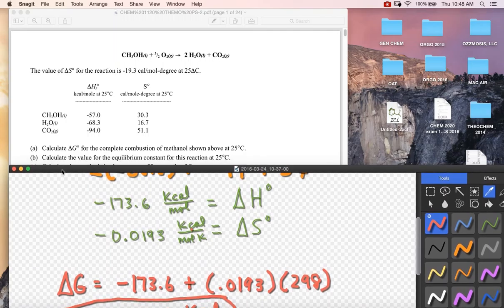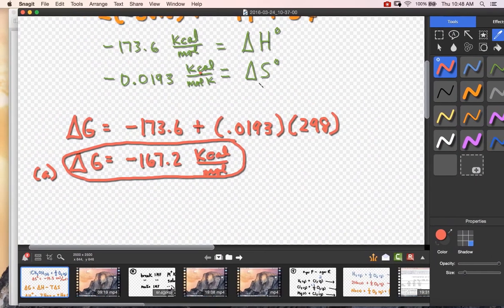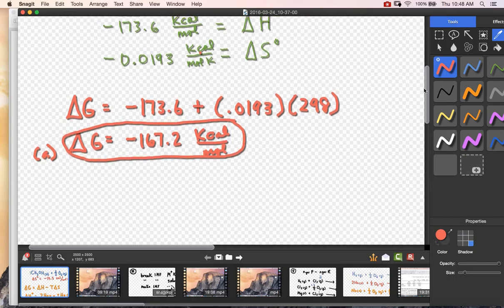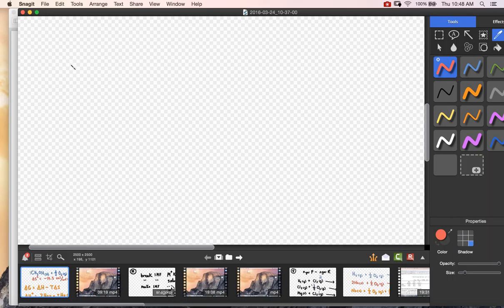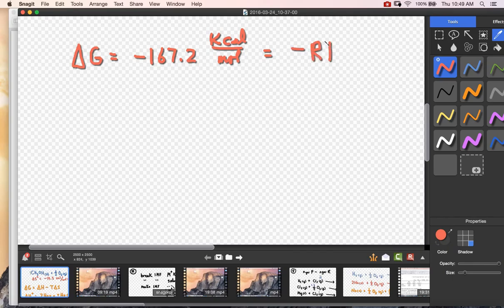Calculate the value of the equilibrium constant. Now, when we were doing the thermodynamics problem set, I never required you to do this, but now that we're doing equilibrium in class, we know that delta G, which by the way is negative 167.2 kcals per mole, is equal to minus RT natural log of K.